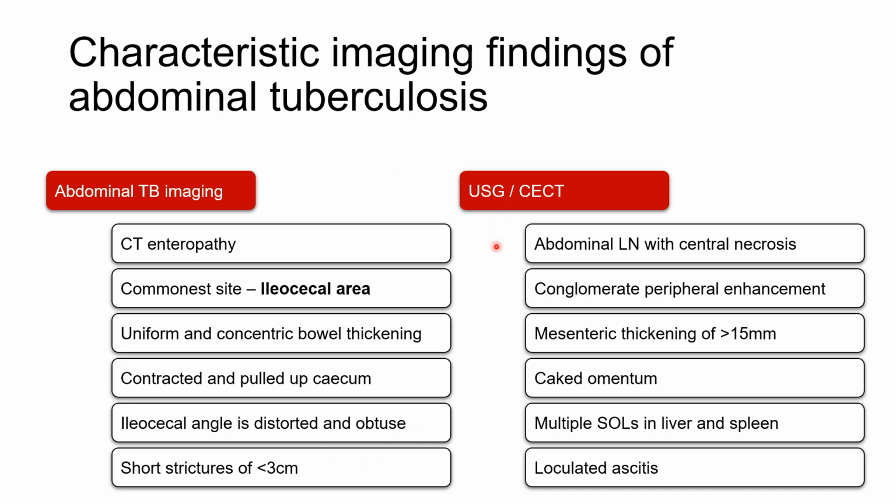On the other hand, if you perform an ultrasonography or a contrast enhanced CT scan, abdominal lymph node with central necrosis is the characteristic feature, which can be conglomerate with peripheral enhancement. Mesenteric thickening more than 15 mm is seen characteristically. Caked omentum may be seen. Multiple space occupying lesions in liver and spleen may be seen, and loculated ascites may be there.